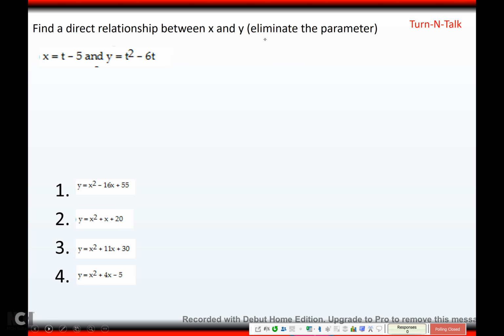Try this one. They want you to eliminate the parameter. Hit pause, come back when you're ready.